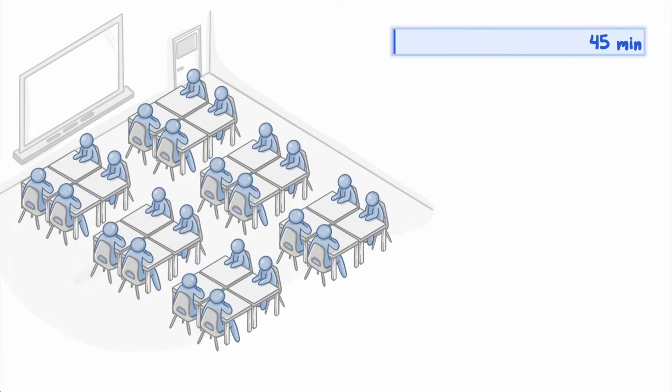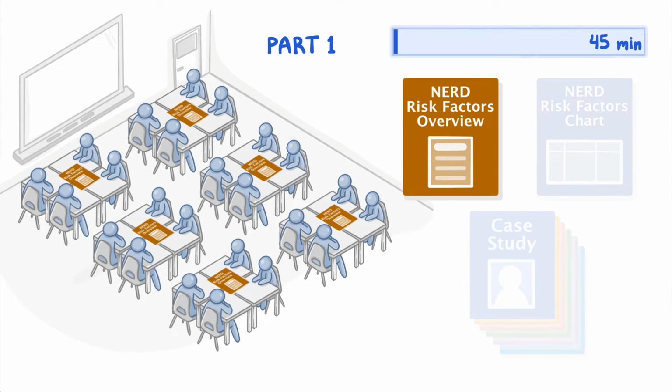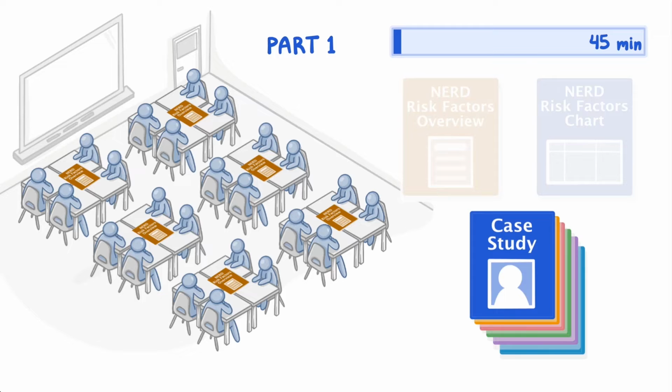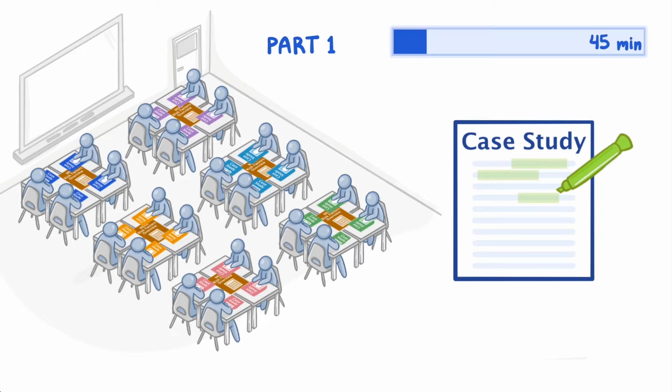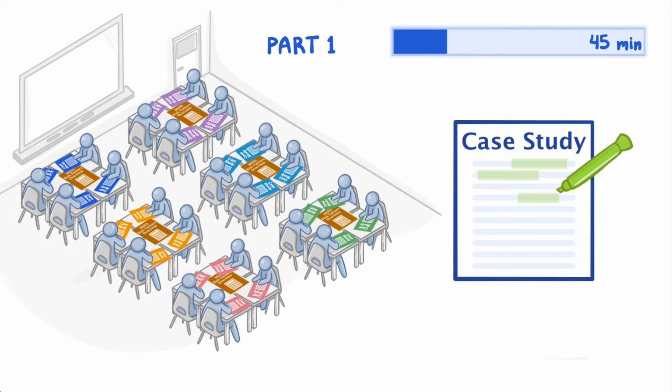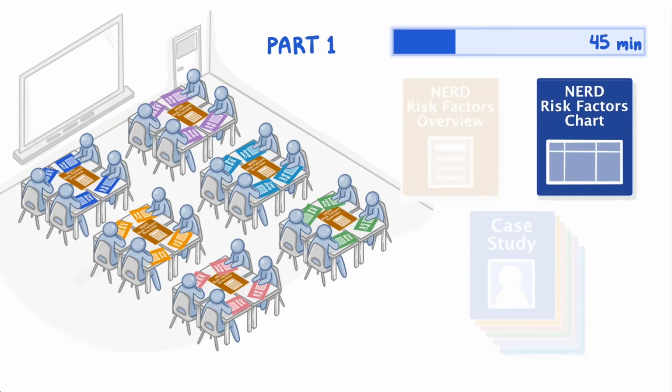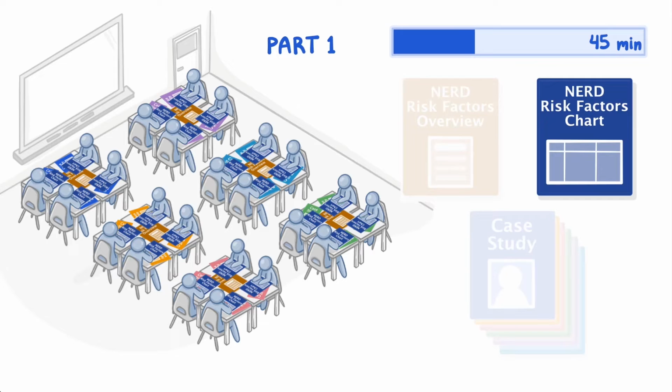Start by dividing the class into 6 groups. For Part 1, provide each group with a NERD Risk Factors Case Studies Overview handout. Have each group read through it together. Next, hand out copies of case studies so that students in each group read about the same individual's case study. So all students in Group 1 will read Case Study 1, all students in Group 2 will read Case Study 2, and so on. Instruct students to identify risk factors as they read using highlighters or another preferred annotation strategy. When students finish reading and annotating their case study, hand each student a blank NERD risk factors chart and encourage them to work as a group to fill it out.